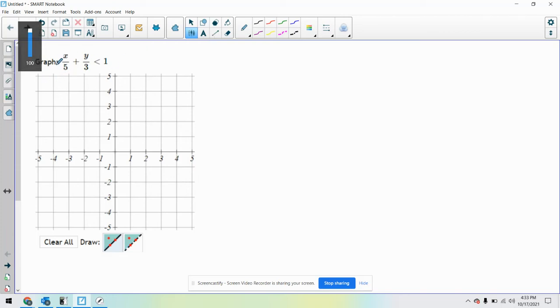All right, so we have this question here. It says x divided by 5 plus y divided by 3 is less than 1. So the first thing you always want to do is just graph this as if it were a line. So I'm just going to change that to an equal sign. So this is really just going to become x divided by 5 plus y divided by 3 equals 1.